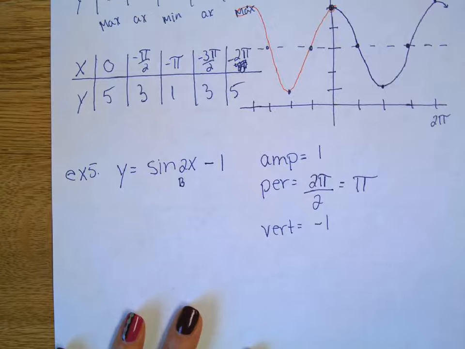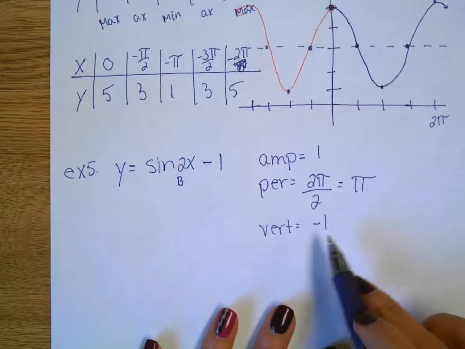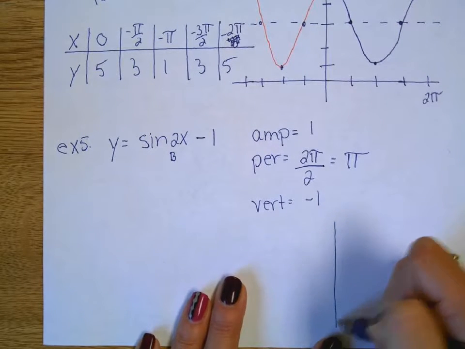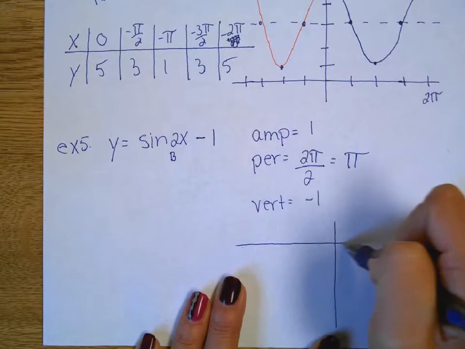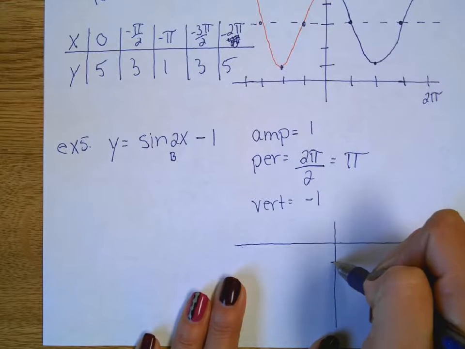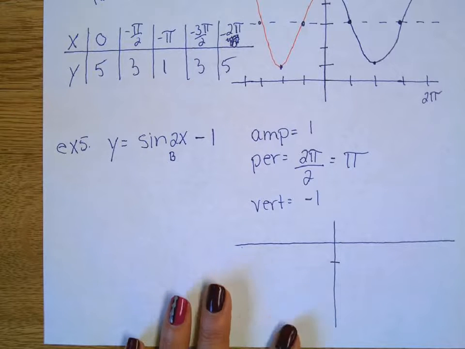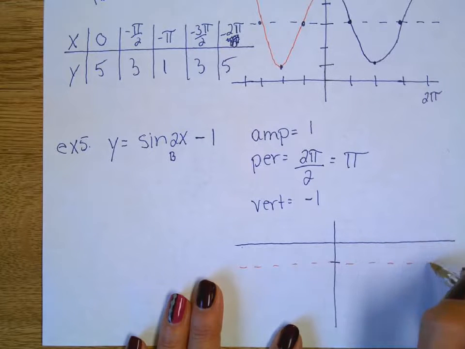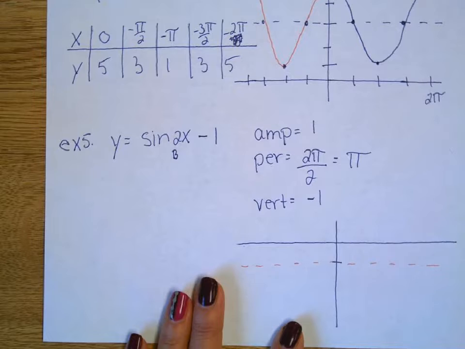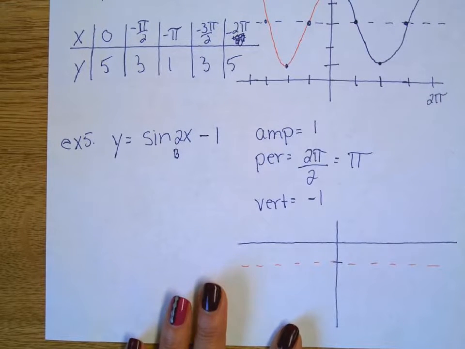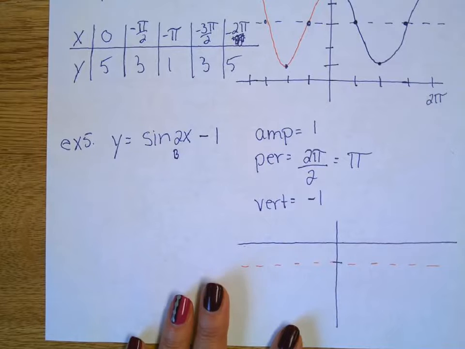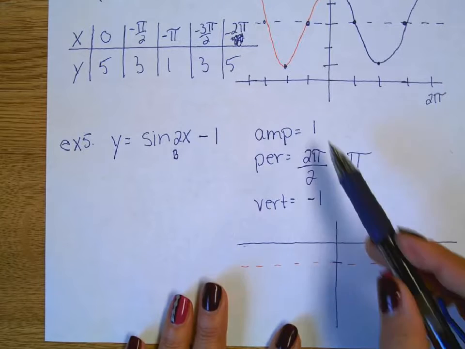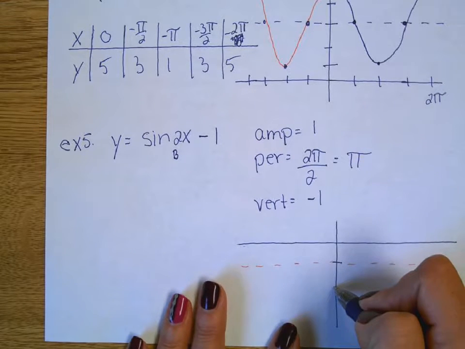Can I go with the beginning? It could. So we have a new axis. The axis is down at -1. So there's my new axis. I'll put it in red. How far up and down are we going from that axis? 1. We're only going 1 above and 1 below because my amplitude is 1. So I need to come down 1 more here.